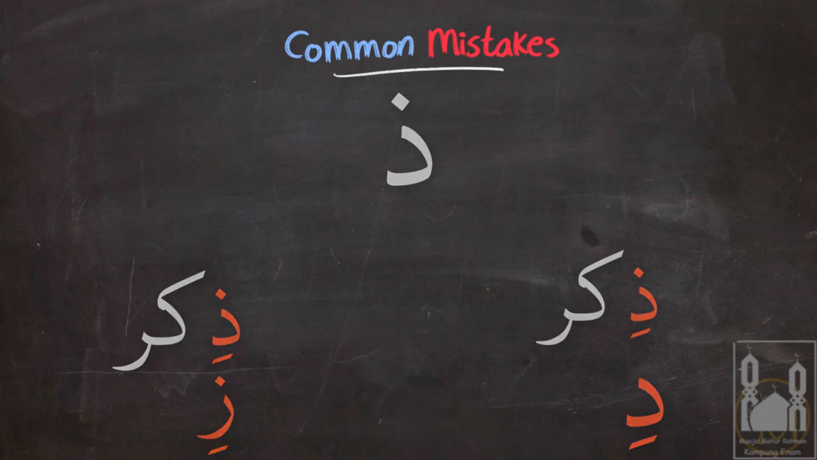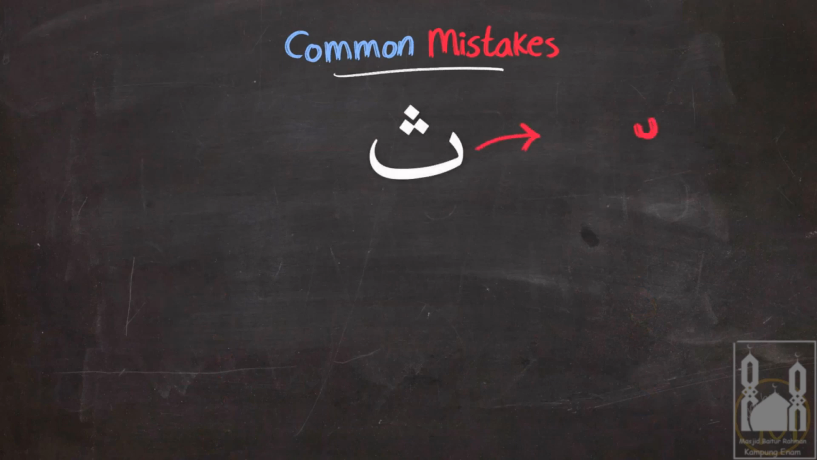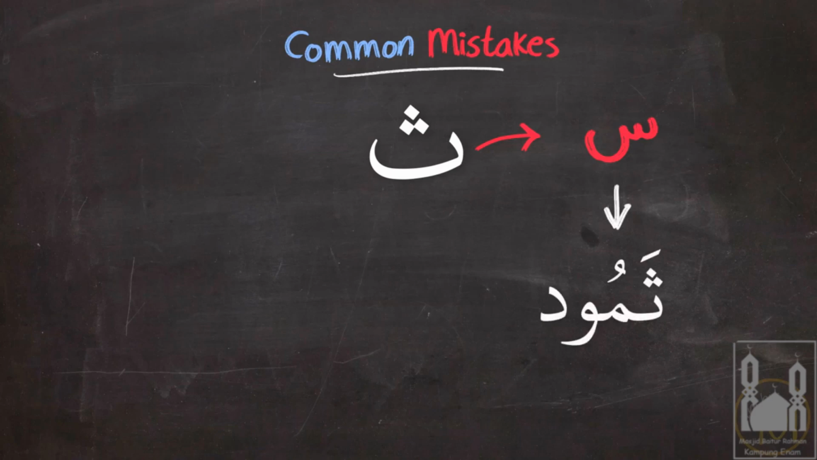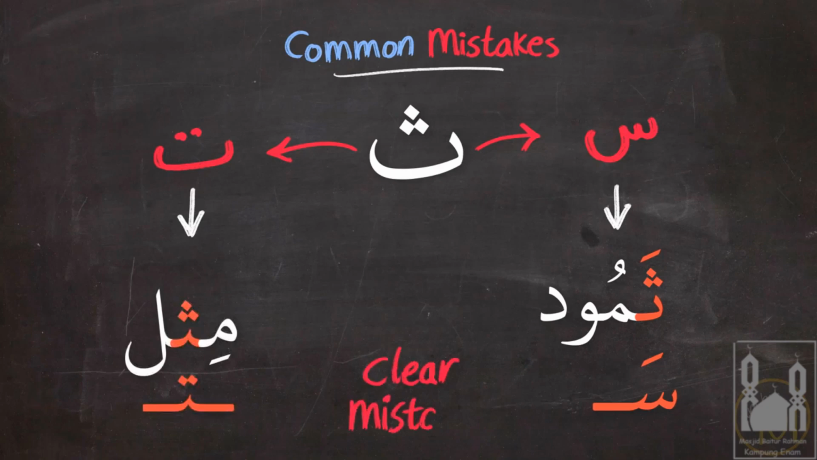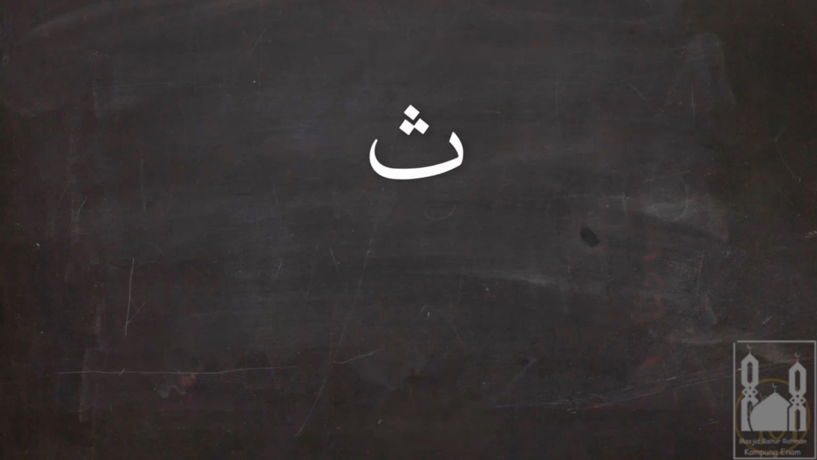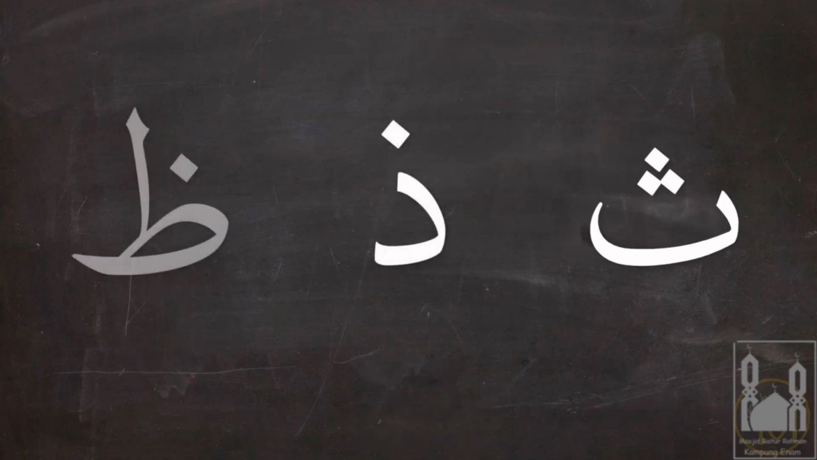The final mistake is when producing tha, some learners mispronounce it as seen. So instead of saying thamud, they would say samud. And others make the mistake of pronouncing tha as ta. So instead of saying mithl, they would say mitl. And these two are clear mistakes that should be avoided at all times when reciting the Quran. So these were the last letters involving the tongue. And next lesson will be the last lesson of our journey of Makharij, insha'Allah.